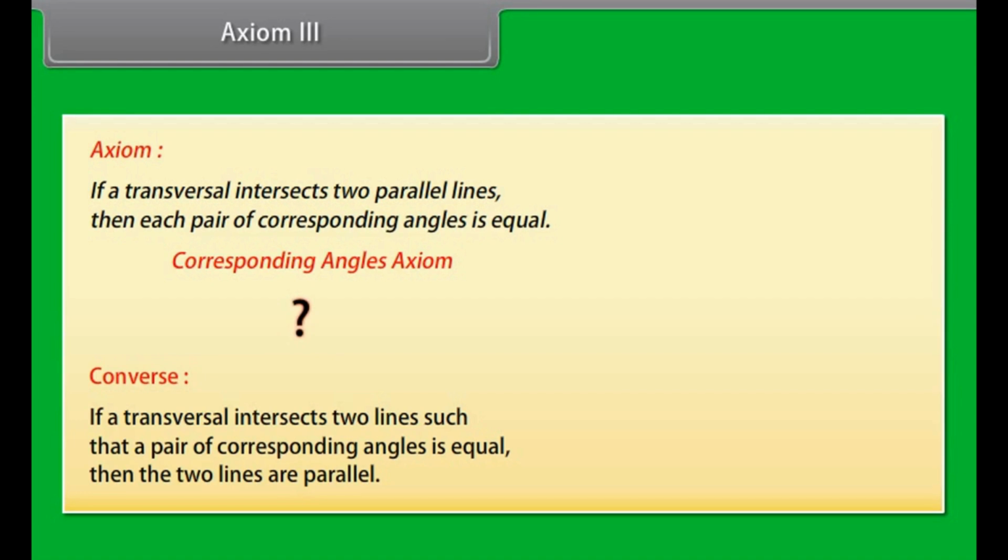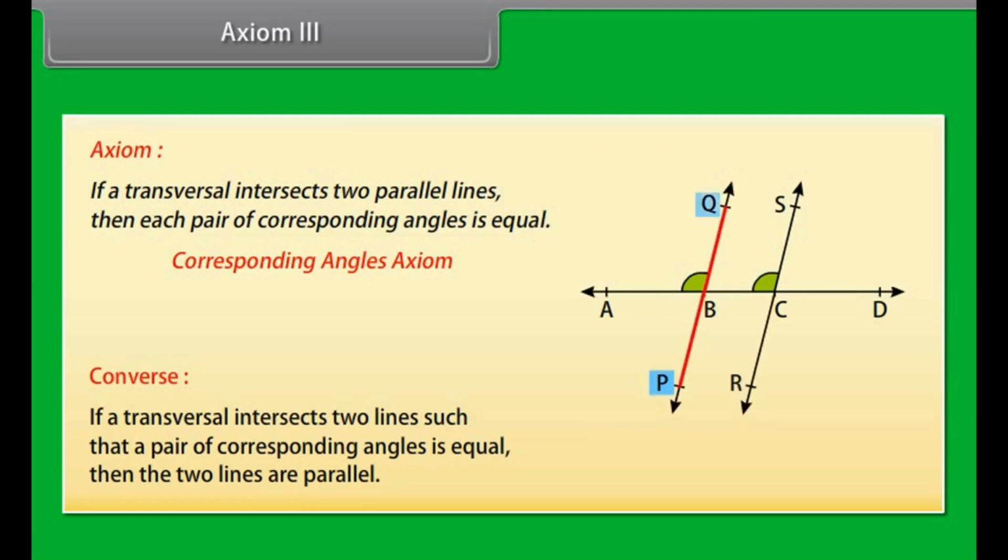Let us verify it. Draw a line AD and mark points B and C on it. At B and C, construct angle ABQ and angle BCS equal to each other. Produce QB and SC on the other side of AD to form two lines PQ and RS. We can observe that the two lines do not intersect each other. We can also draw common perpendiculars to the lines PQ and RS at different points and measure their lengths. You'll find it the same everywhere. So we can say that the lines are parallel. Therefore, the converse of corresponding angles axiom is also true.